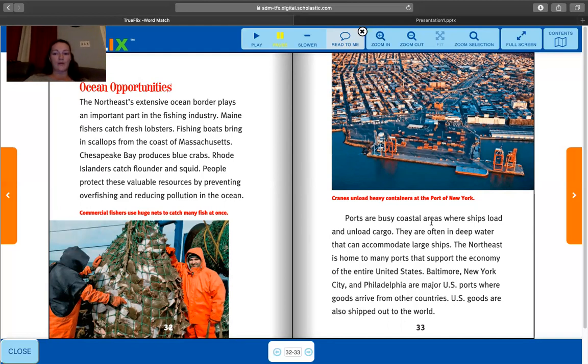Ports are busy coastal areas where ships load and unload cargo. They are often in deep water that can accommodate large ships. The Northeast is home to many ports that support the economy of the entire United States. Baltimore, New York City, and Philadelphia are major U.S. ports where goods arrive from other countries. U.S. goods are also shipped out to the world.